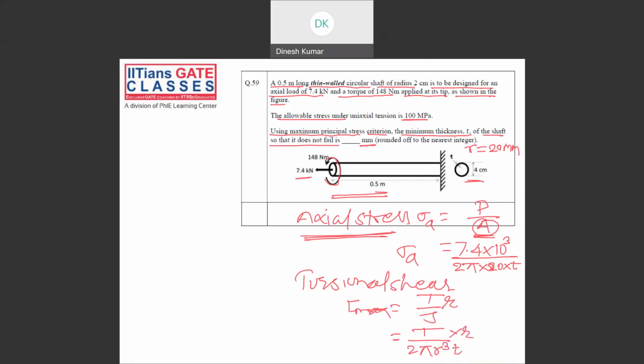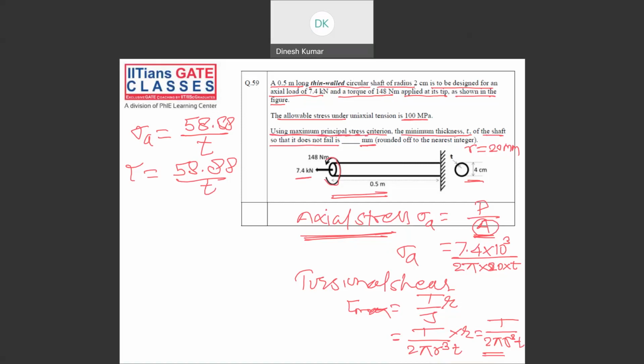Okay, and it is multiplied by R, so you can say it is T upon 2 pi R square T. Now we know already axial stress, and it is coming as 58.88 by T. And after substituting the value of the torque and radius, your tau is also coming as 58.88 by T. Now guys, they asked to use maximum principal stress theory.